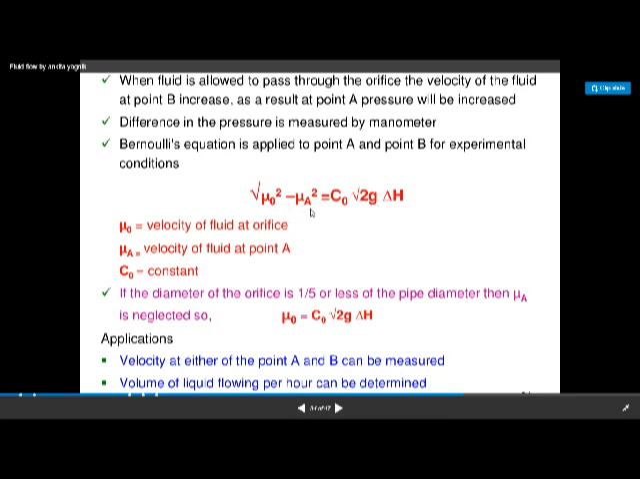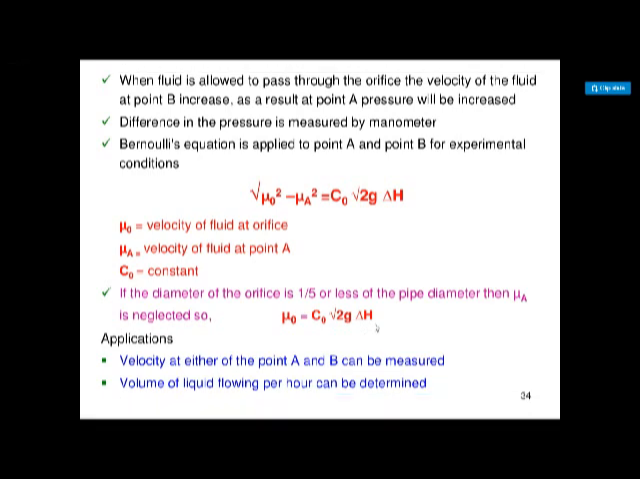But the velocity at point A is negligible, as the diameter of the orifice is one-fifth or less than the pipe diameter, therefore uA is neglected. And therefore we get the equation u0 is equal to C0 under root 2g delta H. This means u0, the velocity, is directly proportional to the difference in the height, that is delta H.